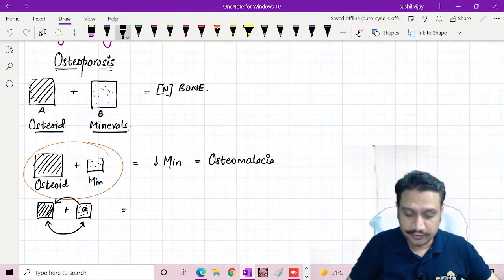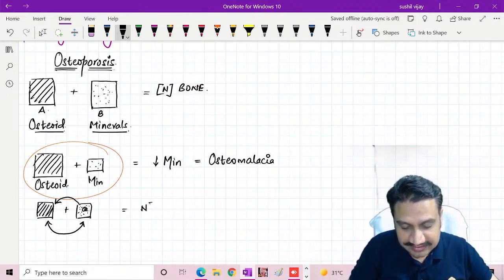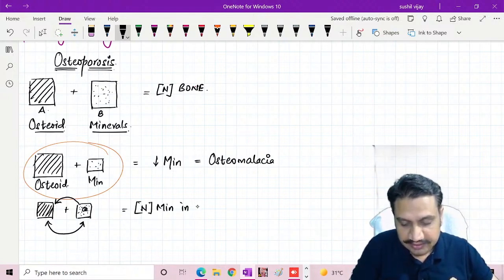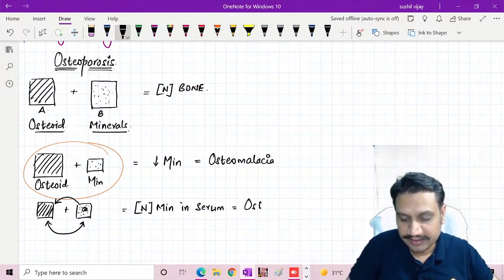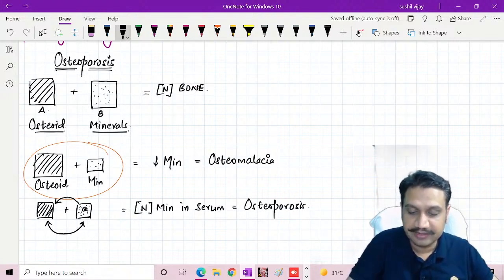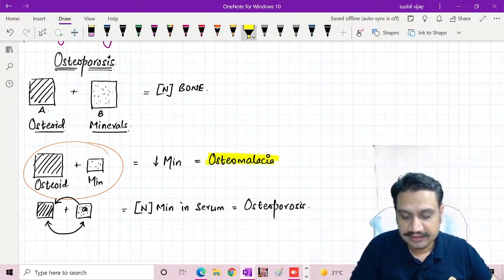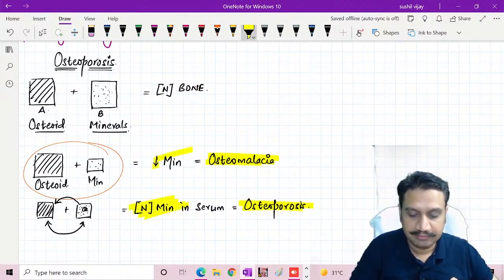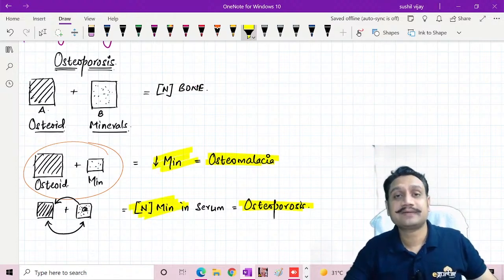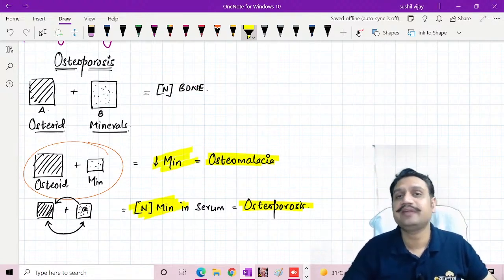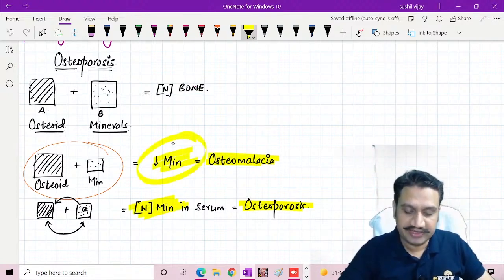What is the literal meaning of osteoporosis now? That the mineralization in the serum is normal. So serum mineralization will be normal. So this is what you call osteoporosis. Please remember this fact. It is very, very important. So in osteomalacia and osteoporosis, what is the difference? In porosis, the minerals are normal. In malacia, there is a decrease in mineralization. That is very, very important.